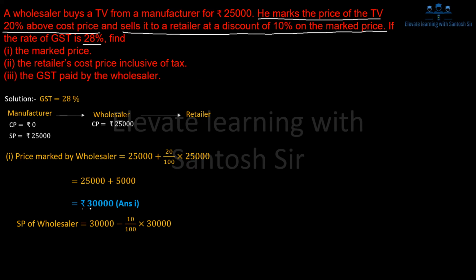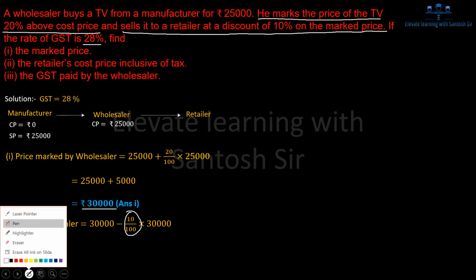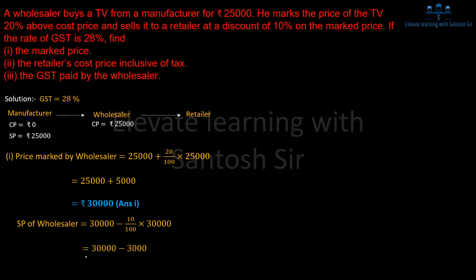Because on the mark price of 30,000, he is giving 10% discount. So, retailer will get this TV at 27,000 rupees, or we can say wholesaler is selling it at 27,000 rupees. As we don't know what retailer does to it, so we can consider his SP as not applicable for this problem. So we have meanwhile found the first part of the solution, that is the mark price.